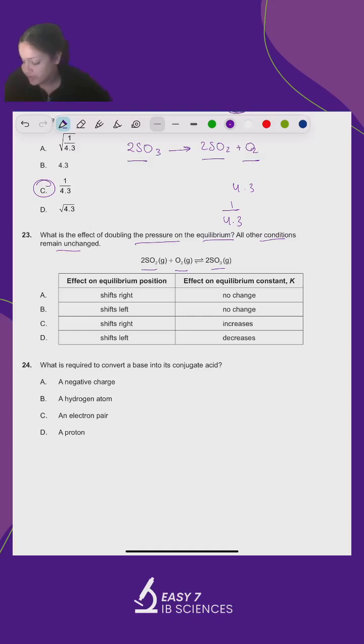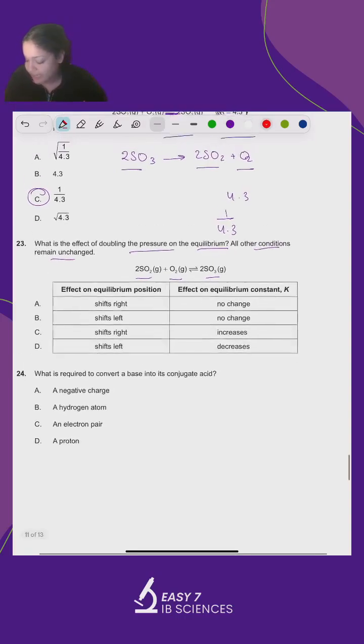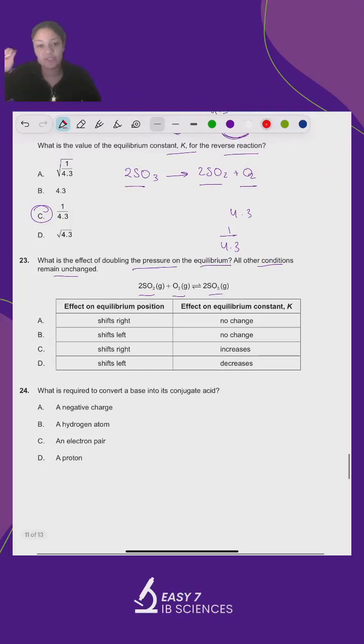Okay, so if you increase the pressure, what you want to think about is that with gases, whenever you increase the pressure, you're actually increasing the amount of moles of gas. That's all you're doing when you increase the pressure. So how many moles of gas do I have on this side? I have 2 and 1, right? So that's 3 moles of gas on this side. Here I have 2. So if I increase the pressure, I'm favoring the side with more moles of gas. So I've actually favored this side.